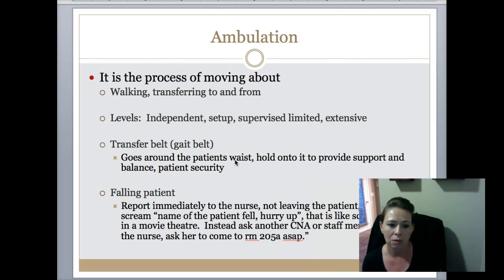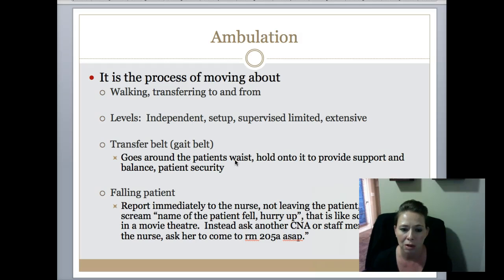Just want to point out, if you do happen to have a patient fall on you, that needs to be reported to the nurse immediately. Do not pick up that patient, leave that patient where you found them. I've had a couple of patients say, oh, don't tell them, it's okay, just leave me alone, I always do this. Then you need to report that still.